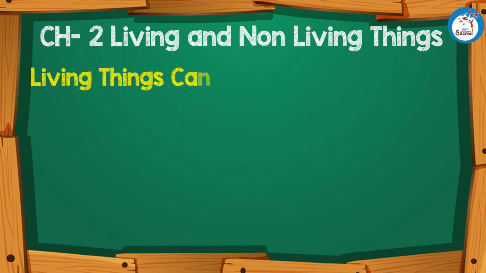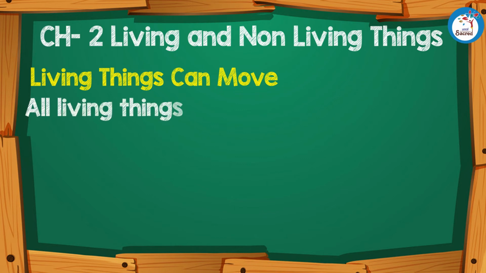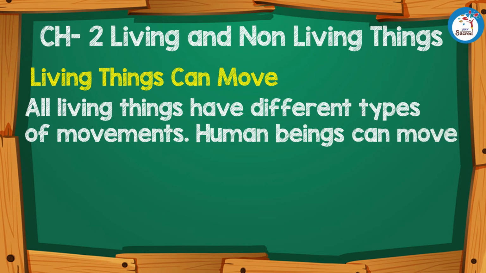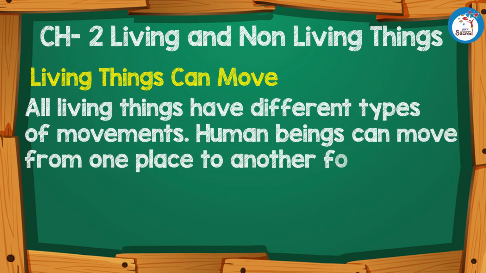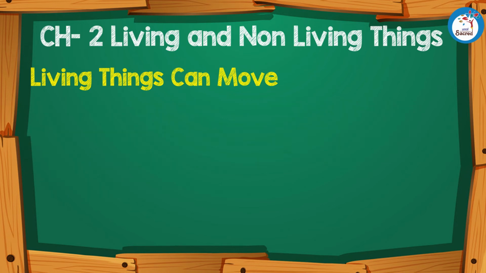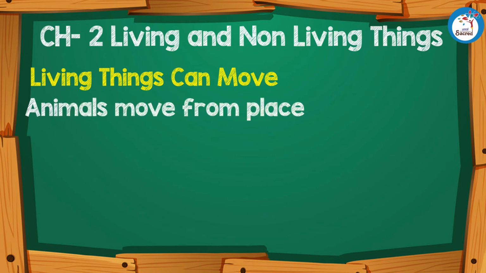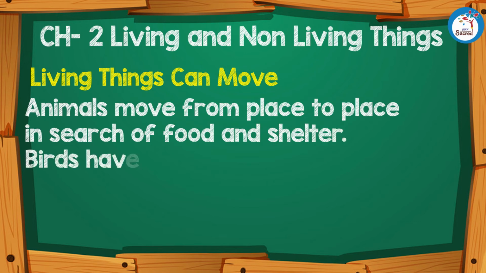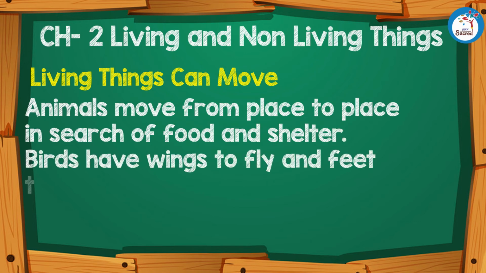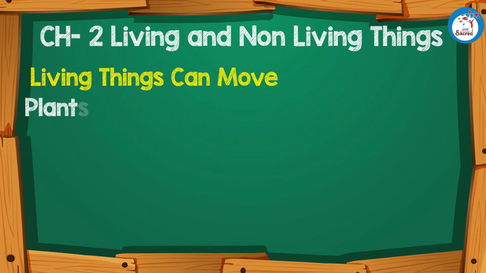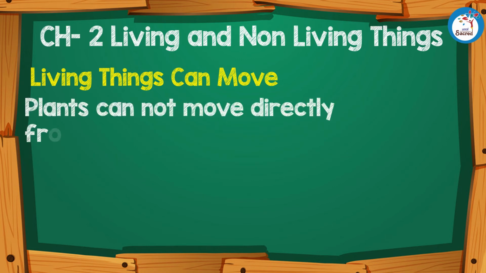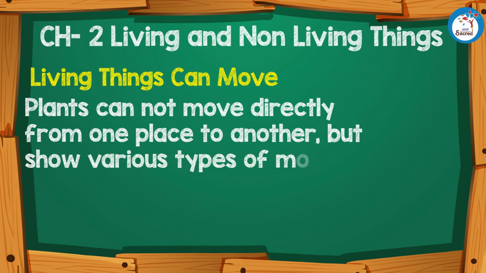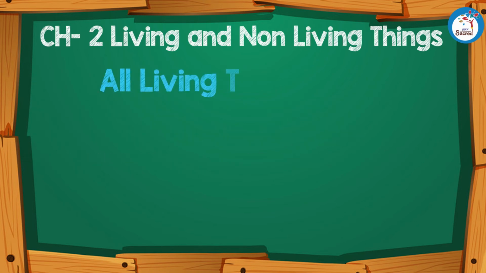Living things can move. All living things have different types of movements. Human beings can move from one place to another for many purposes. Animals move from place to place in search of food and shelter. Birds have wings to fly and feet to walk. Plants cannot move directly from one place to another, but show various types of movements. All living things grow.